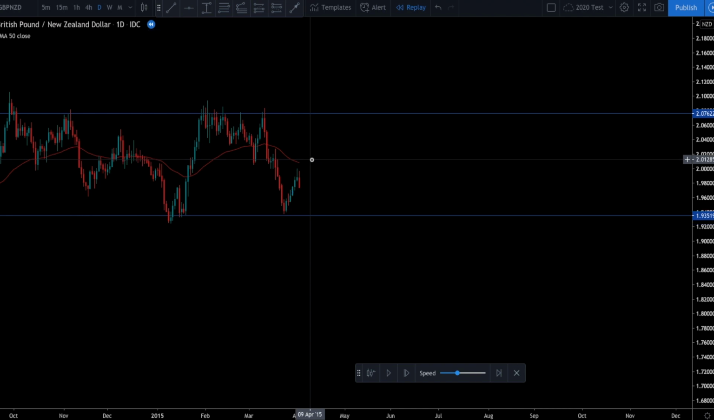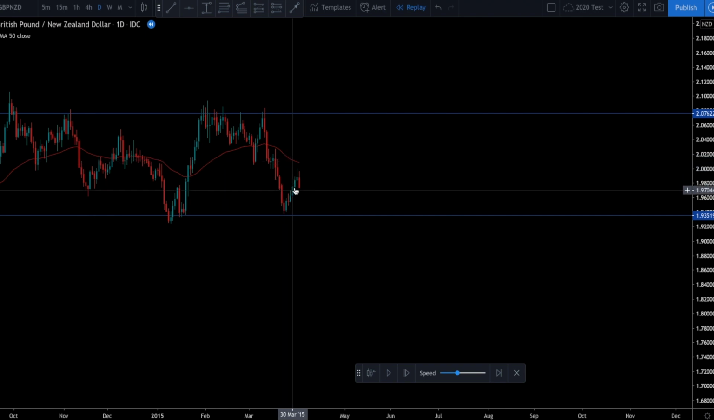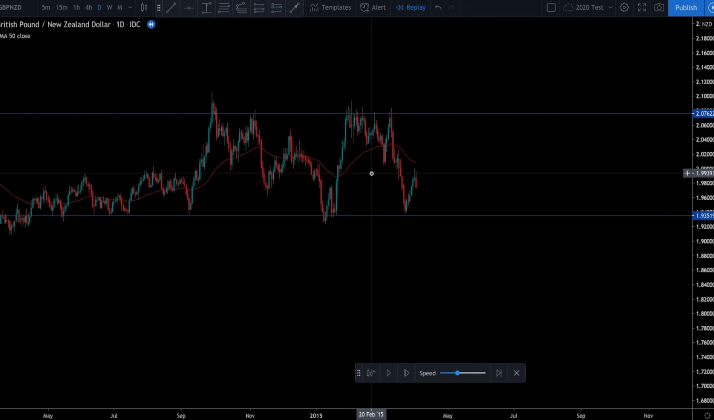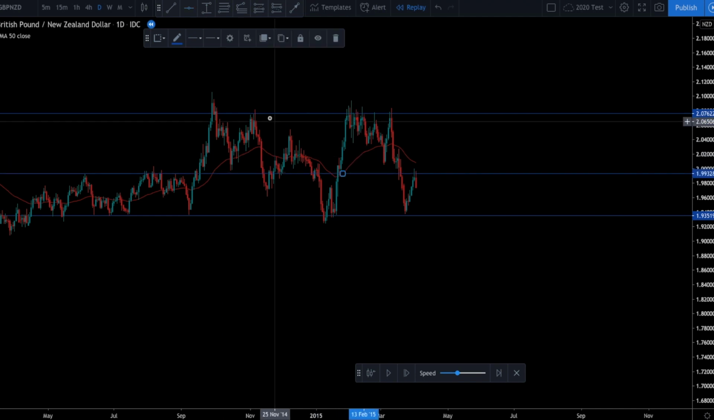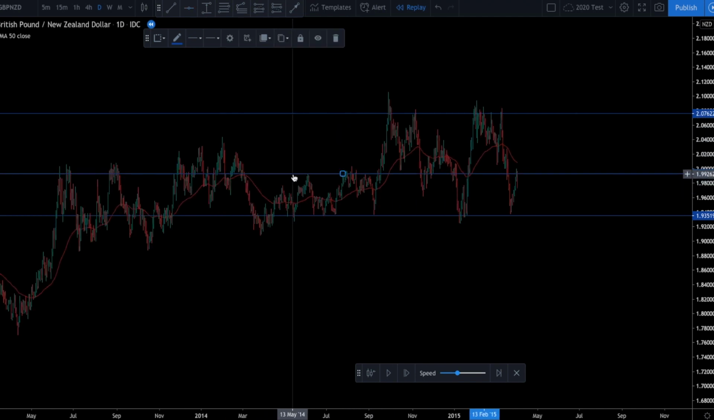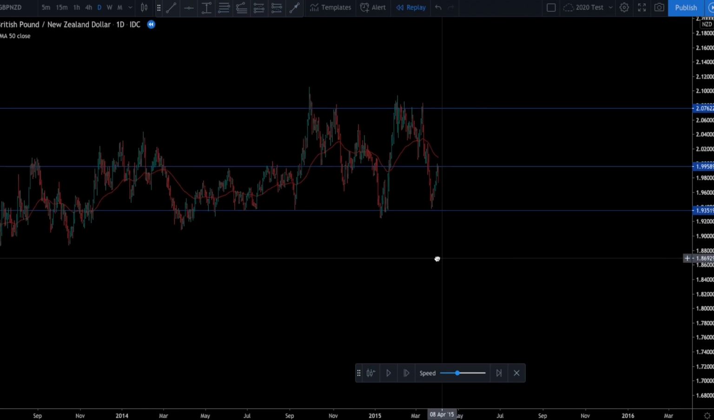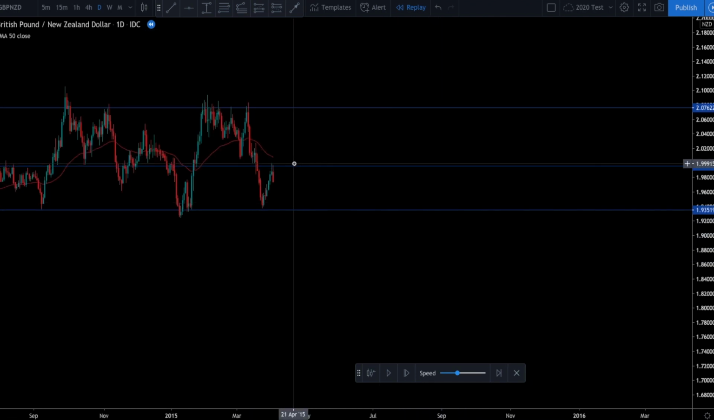I would have probably already been taken out of this considering this 50 MA and that other line that I had in before. It was around this area, I believe. The one I just deleted, it is respecting that again.